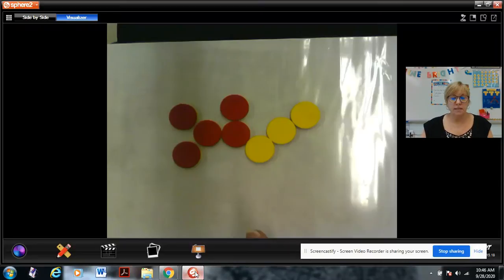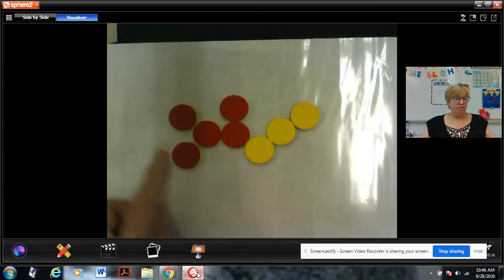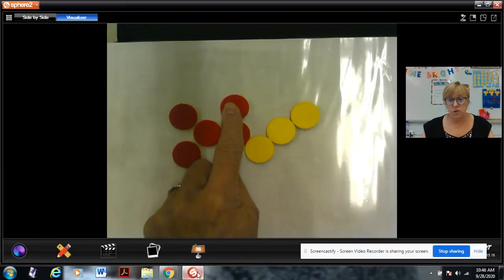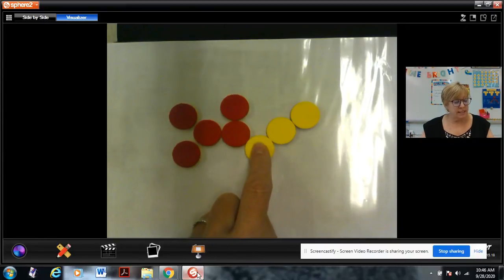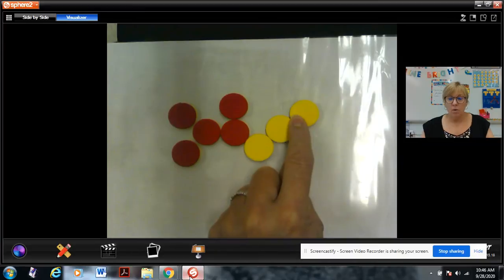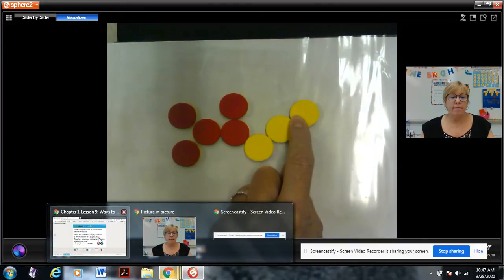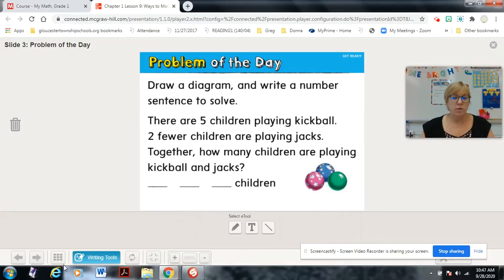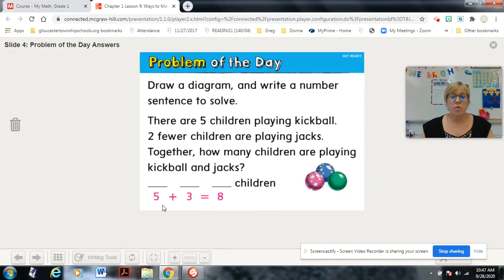Okay, so I'm going to go back to this. Now here's our 5. 1, 2, 3, 4, 5. We're going to count on because we need to know how many altogether. 6, 7, 8. Okay, so let's go back. And here we are. We're going to write the number 8. Okay. Now, let's check what we have, all right? And I'll go to the next slide. There you go. 5 plus 3 equals 8.